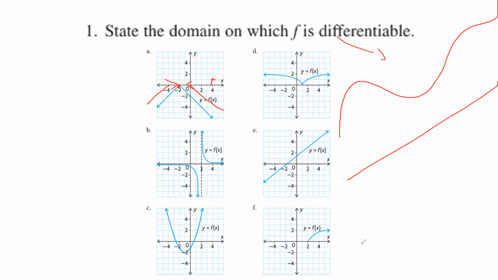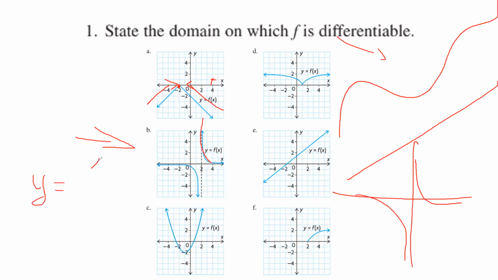One more useful rule to remember: if you can draw a graph without taking the pen off the paper, it's going to be differentiable. So if you have to make a jump or make an empty spot, or even in this example B, where we have infinity, the function is y equals 1 over x minus 2. When x equals 2, the denominator equals 0, so that's why we're getting this infinity problem.